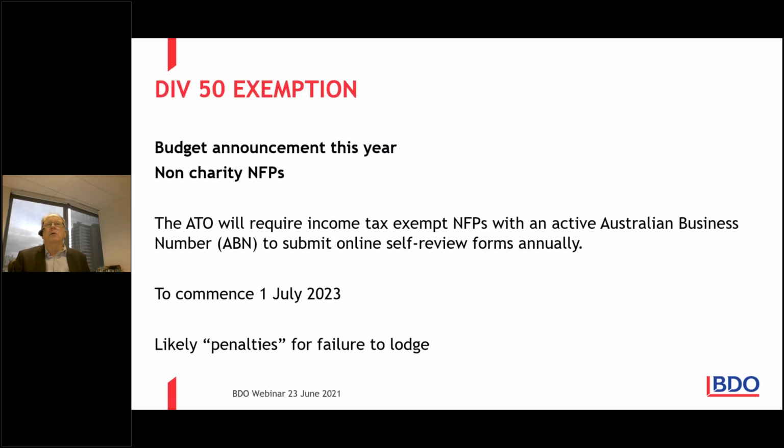And the world is changing for non-charity NFPs. In the budget announcement this year, it was announced that the ATO will require income tax exempt NFPs to submit an online self-review form annually. And this is to commence 1 July 23. Now, I can't imagine that they would introduce this without some form of penalty for non-compliance. And it may follow the ACNC rule, you know, double default, 2 years outstanding, bang, you lose your income tax exemption.